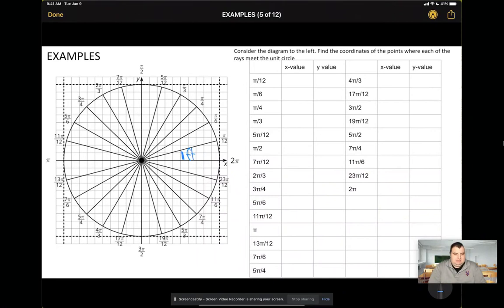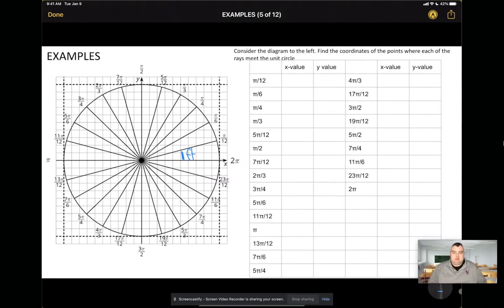Let's go into the examples. Consider the diagram to the left. So we have here a circle that has different angles marked. For the purposes of this example, we're going to assume that the radius is 1. And remember, when the radius is 1, it's a unit circle. So find the coordinates of the points where each of the rays meet the unit circle.